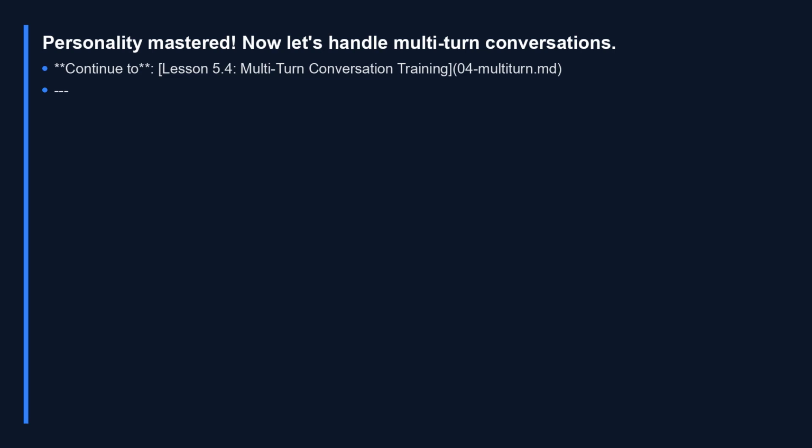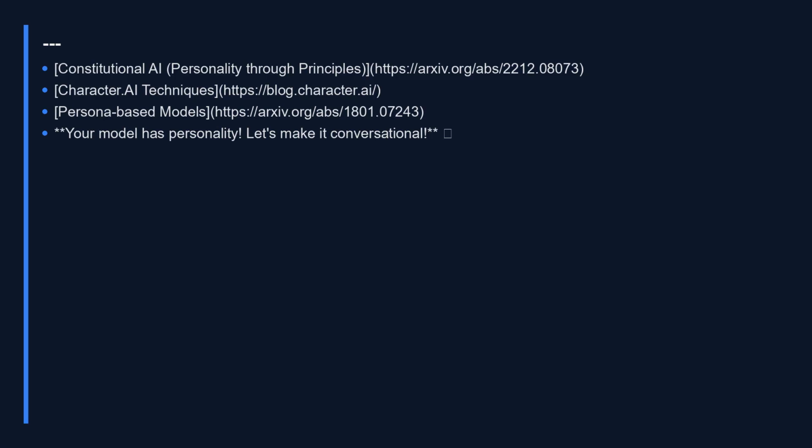What's next? You've built a model with a genuine, consistent personality. The next challenge is keeping that personality coherent when conversations go long, across multiple turns, topic shifts, and user redirects. That's the focus of Lesson 5.4, Multi-turn conversation training.